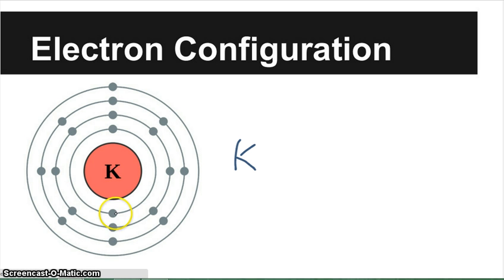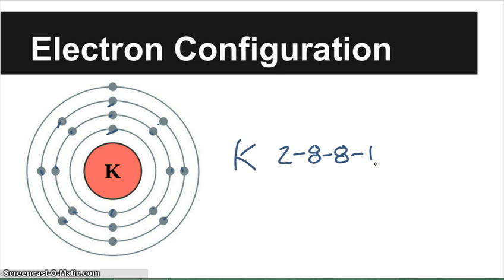So if we were to look at this, the first energy level has 2. The second energy level has 8. The third energy level has 8 as well, to get us to 18. And then our fourth energy level has 1.